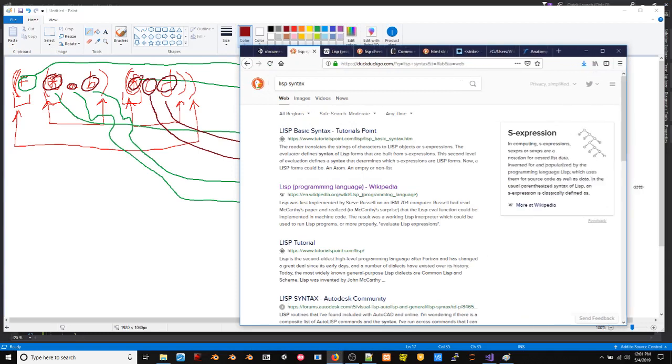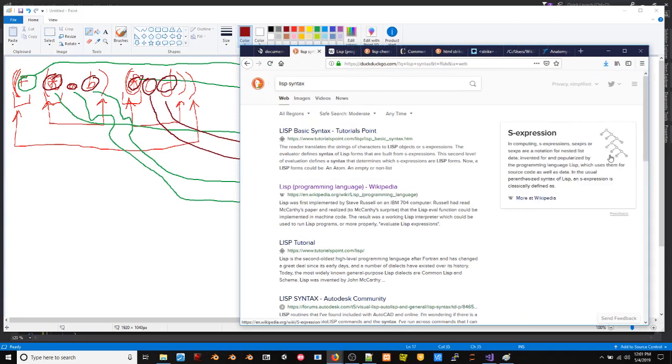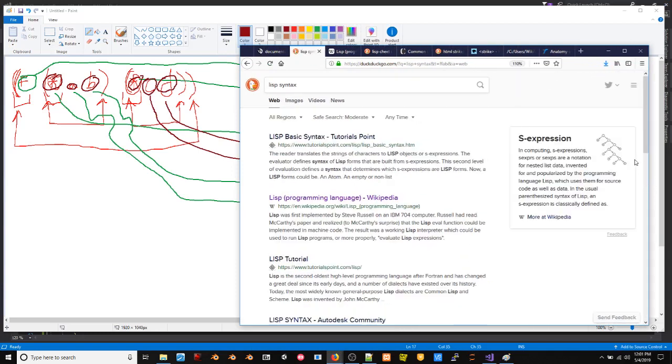Let's see. There we go. I wanted to see this image. I don't know why it disappears, but anyway, you can see it's forming these expression trees just inherently in structure, and that's the coolest part about that.